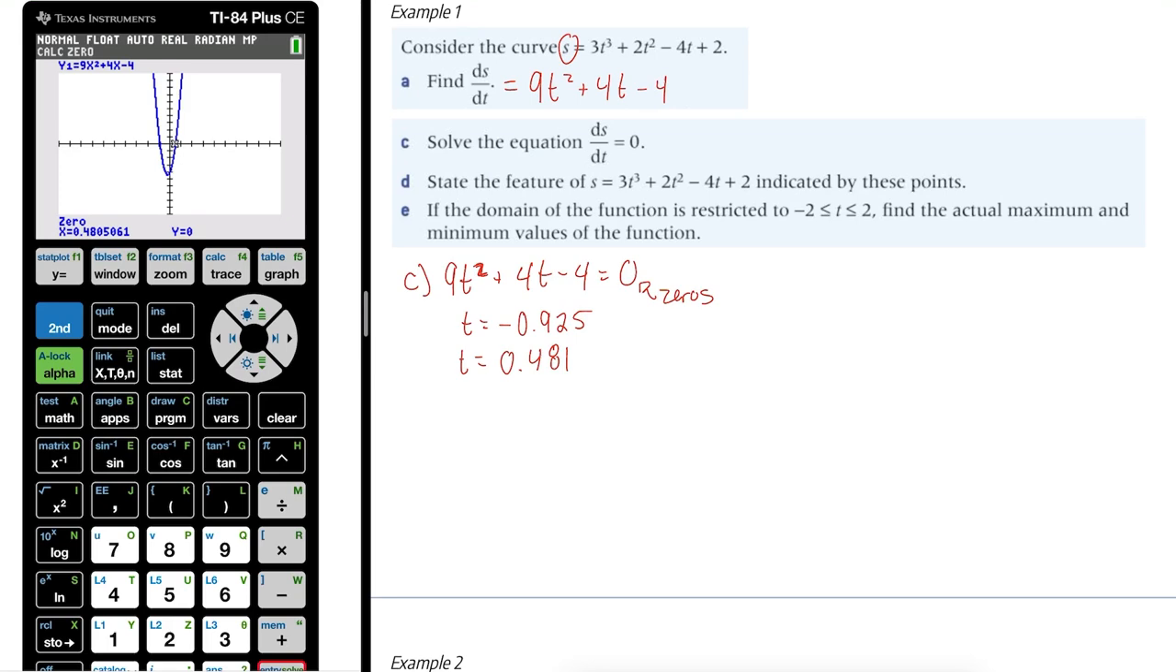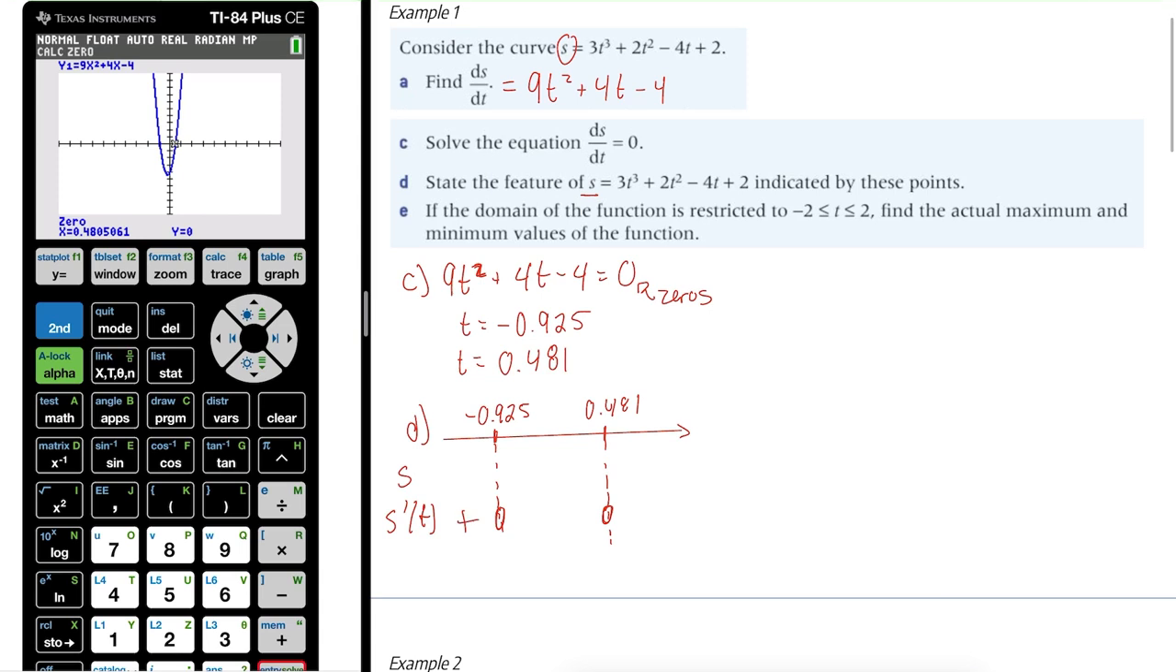Now D, state the features of the function indicated by these points. So let's think about what's happening to our original function between these points. So right now, if we focus on the derivative is equal to 0 at these two values of x. Let's see what's happening before it's equal to 0. So my derivative is positive when x is smaller than negative 0.925. Between these two values of 0, my derivative is negative. And after this, my derivative is positive.